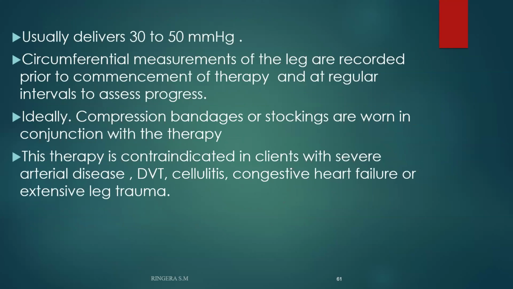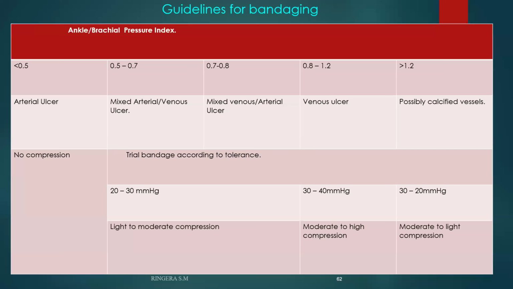This therapy cannot be given to clients who have arterial disease. You cannot give it to those who have cellulitis or congestive heart failure, or those with very extensive leg trauma. The treatment is not indicated for these patients. That table will also show you some guidelines on who to compress and who not to compress. We do not compress arterial ulcers, but patients who have an ABPI of 0.5 to 0.7, which gives us an idea of mixed arterial and venous etiology, can benefit from that.